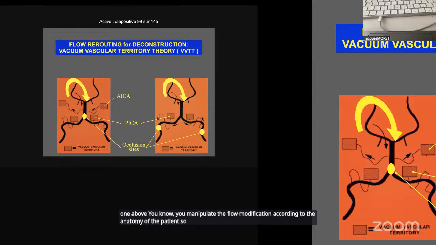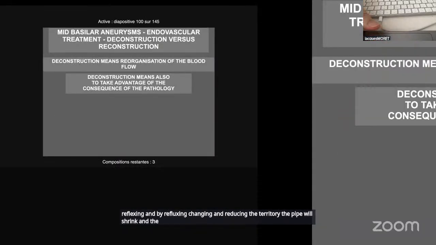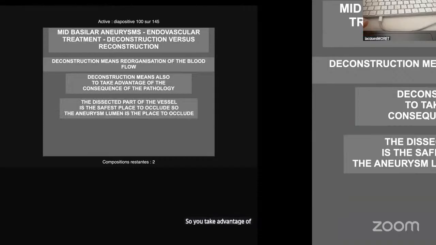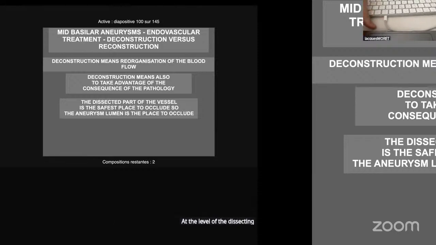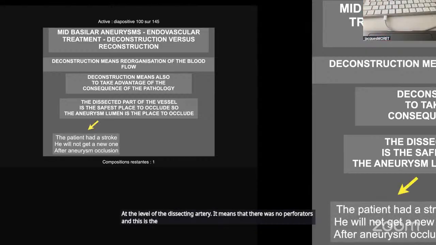So these are the occlusion site, and then you get refluxing. And by refluxing, changing and reducing the territory, the pipe will shrink and the aneurysm will shrink at the same time. So you take advantage of this flow modification, and the dissecting part of the vessel is also the safe place to occlude. If the patient has no symptoms or no deficit at the level of the dissecting artery, it means that there was no perforators, and this is the safest place to occlude the artery.